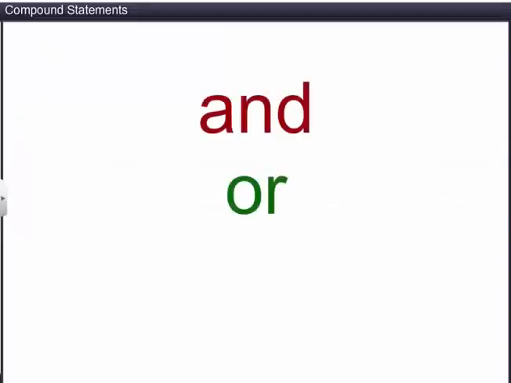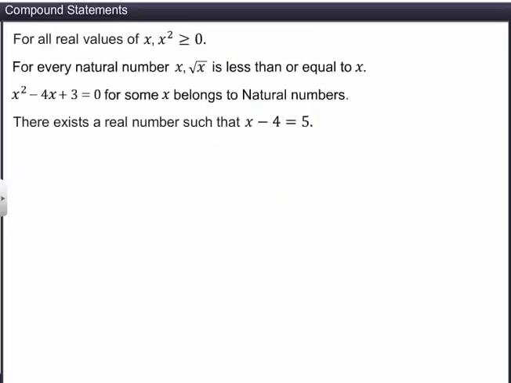We have seen compound statements with the connective words AND, OR. In mathematics, we come across statements that contain phrases like for all, for every, for some, there exists. These phrases convey the idea of quantity and refer to a specific collection of objects. Such phrases are called quantifiers.